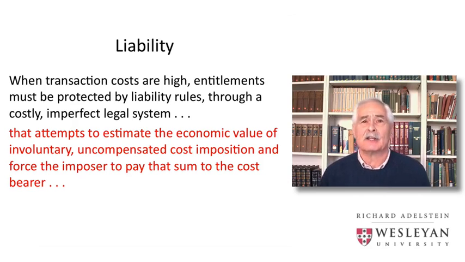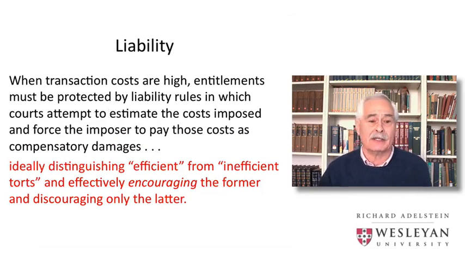The liability system, as I've suggested, completes the transaction that was broken in time by the cost imposer's initial seizure of the cost bearer's entitlement, and the liability system, the liability proceeding, completes that transaction by forcing the cost imposer to pay for that entitlement to the cost bearer directly. And if the liability system works perfectly, then just like the exchange system, the liability system will distinguish efficient from inefficient torts and effectively encourage efficient torts and discourage only the latter torts.